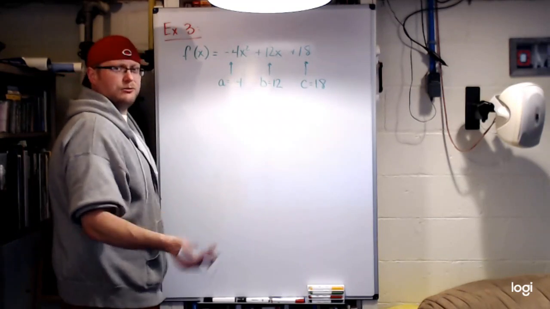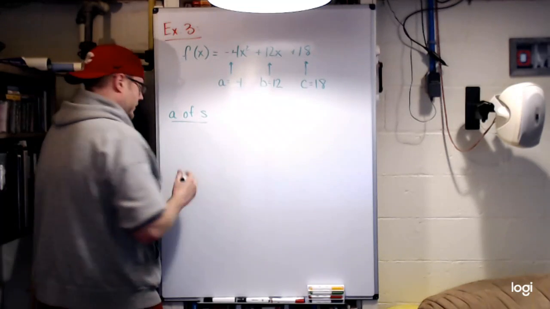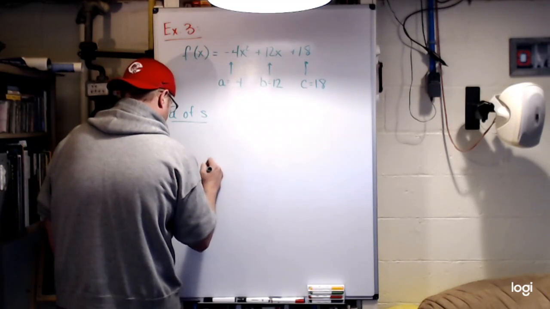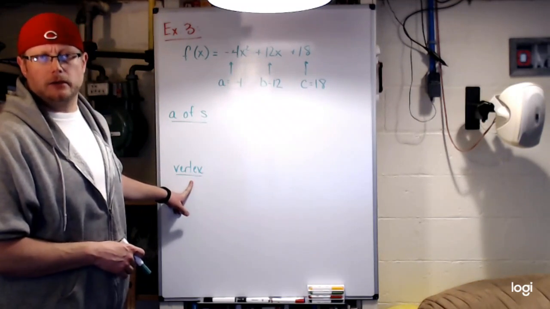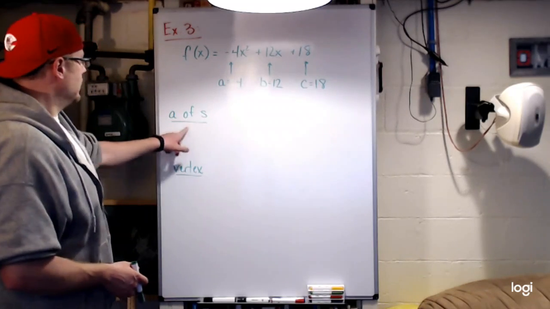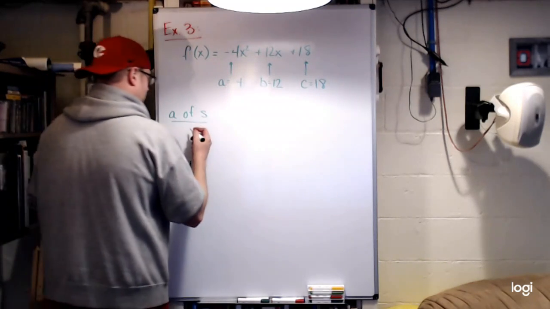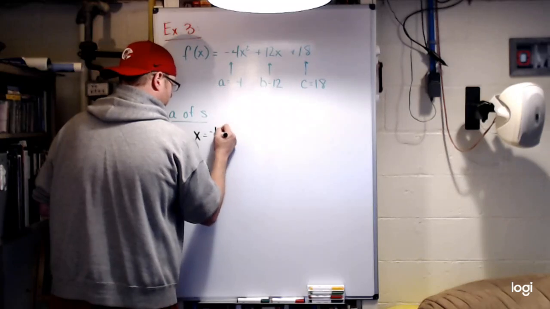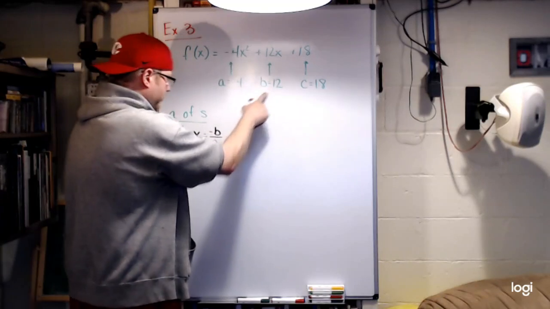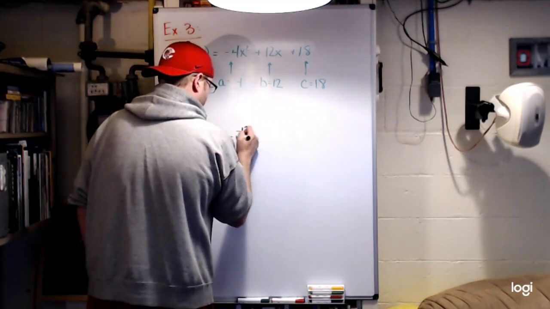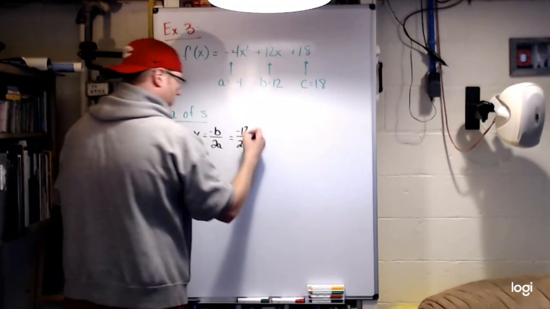So, for this case, I'm just going to find my axis of symmetry, my A of S, and I'm also going to find my vertex. And keep in mind, that vertex, that's going to be my maximum or my minimum value, because that's where it's changing directions, okay? First things first, X equals negative B over 2 times A. B in this case is 12. So negative B is going to be negative 12 over 2 times A. A is negative 4.